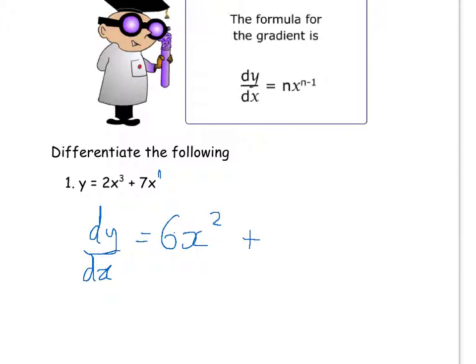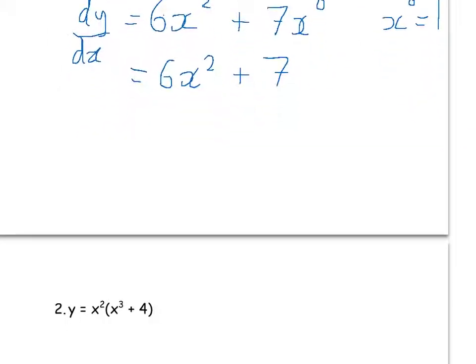And if you do the second part, so 7 times 1, well 7 times 1 is 7. And then x to the power of 1 minus 1, which is 0. Now you should remember that anything to the power of 0 is always equal to 1. So we can get rid of this x to the power of 0, for 7 times 1 is 7. So your final answer is actually 6x squared plus 7. So remember, anything to the power of 0 is 1.